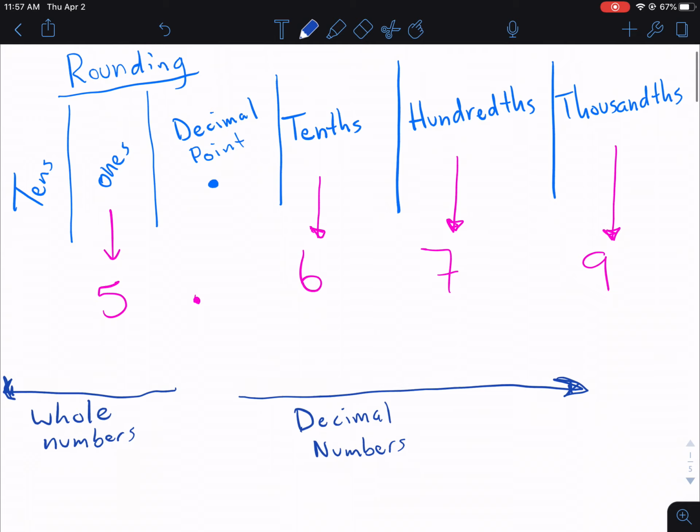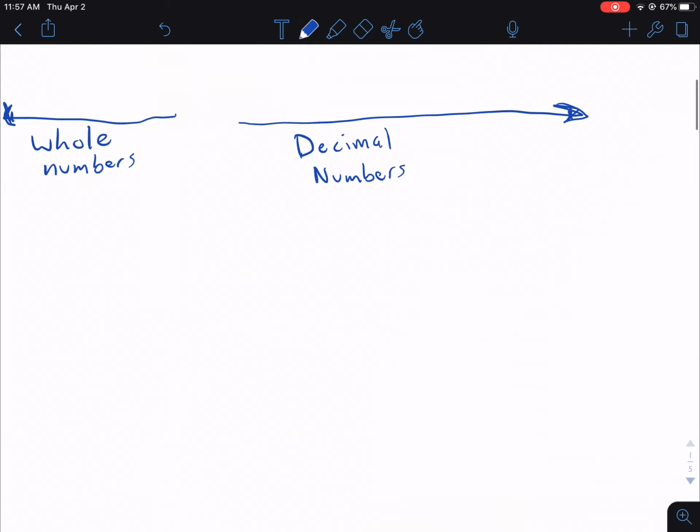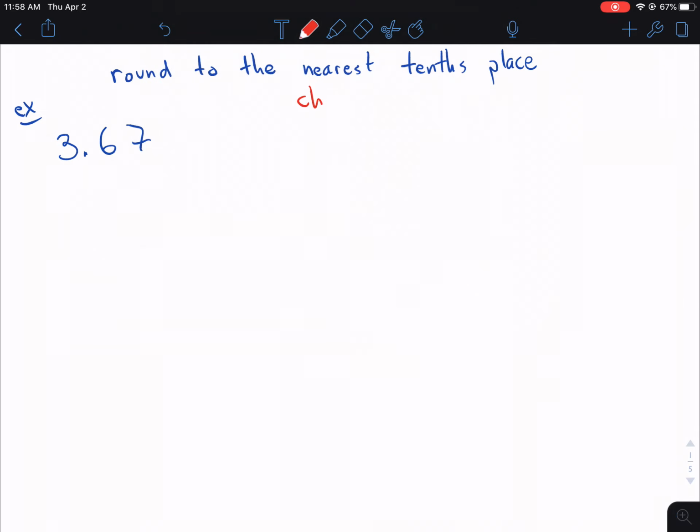Now when we round, make sure you use this chart. This chart is very important. Now we're going to do an example of rounding. If I have 3.67 and the question asks you to round to the nearest tenths place, we're going to change the tenths place.